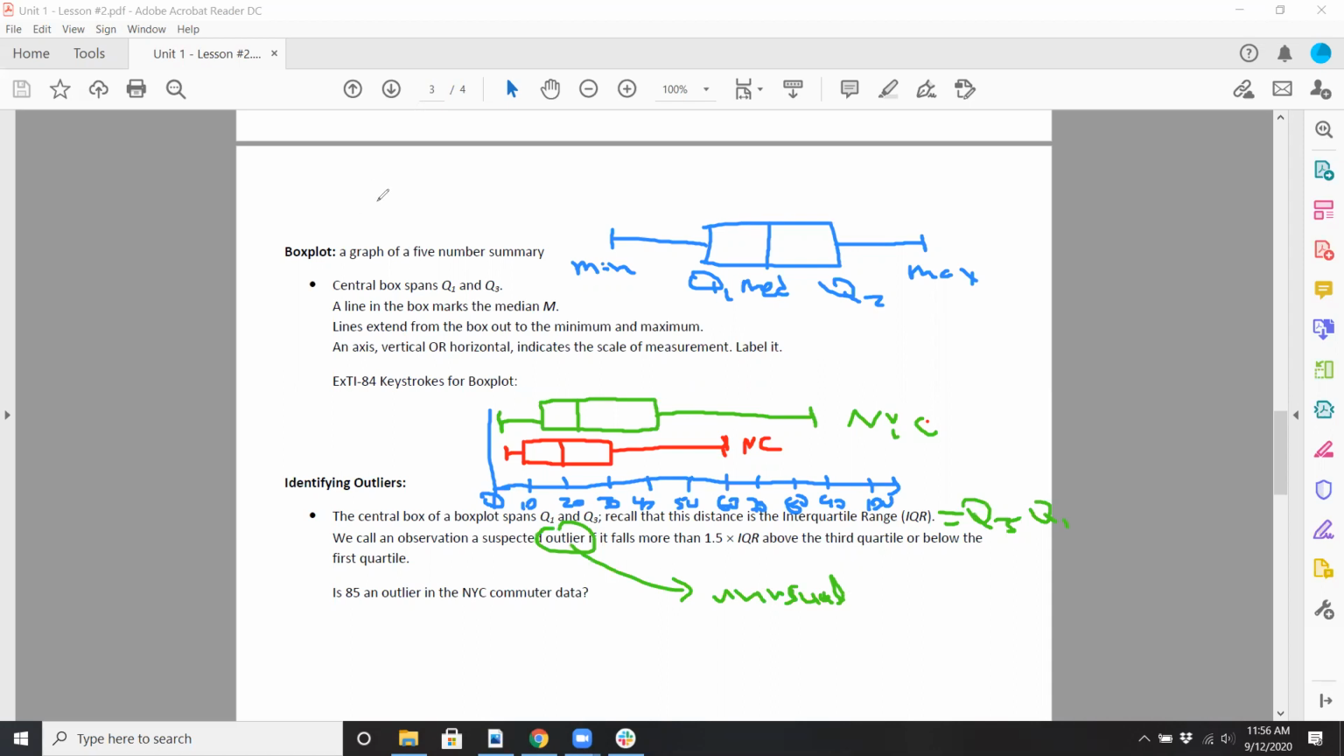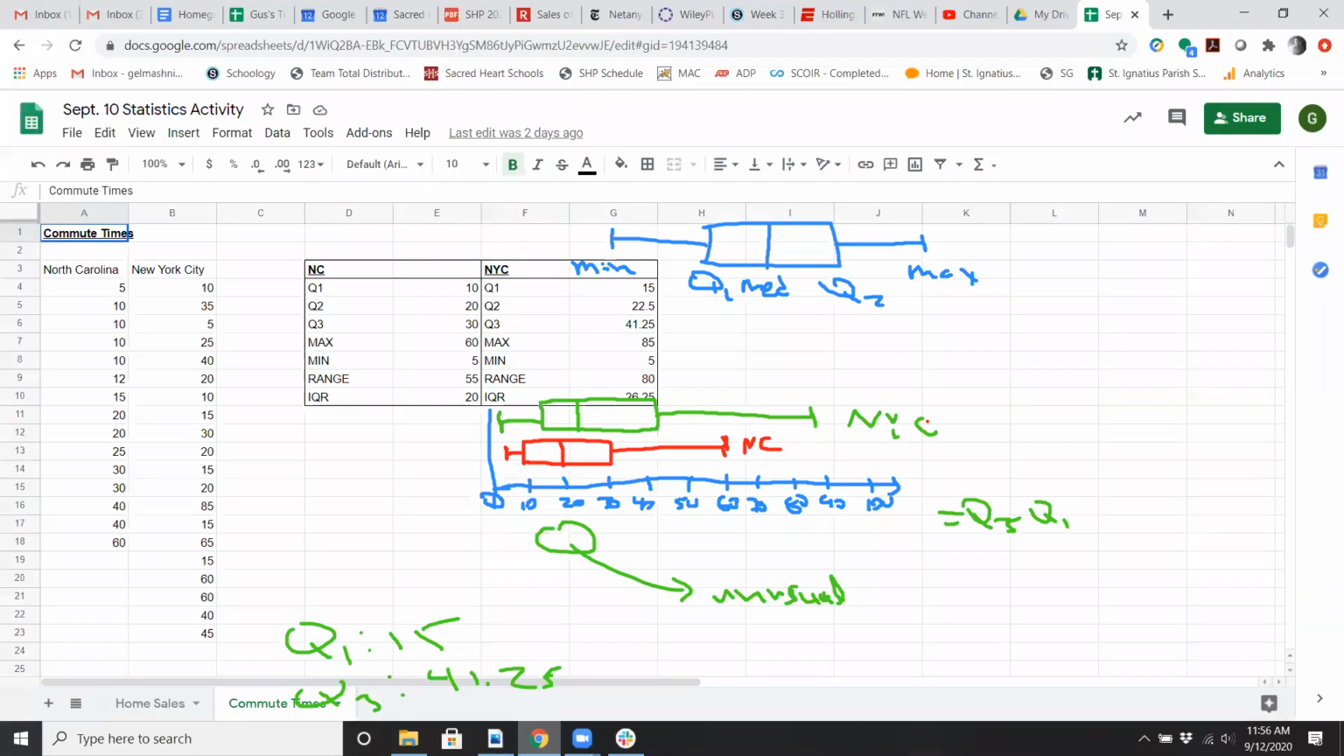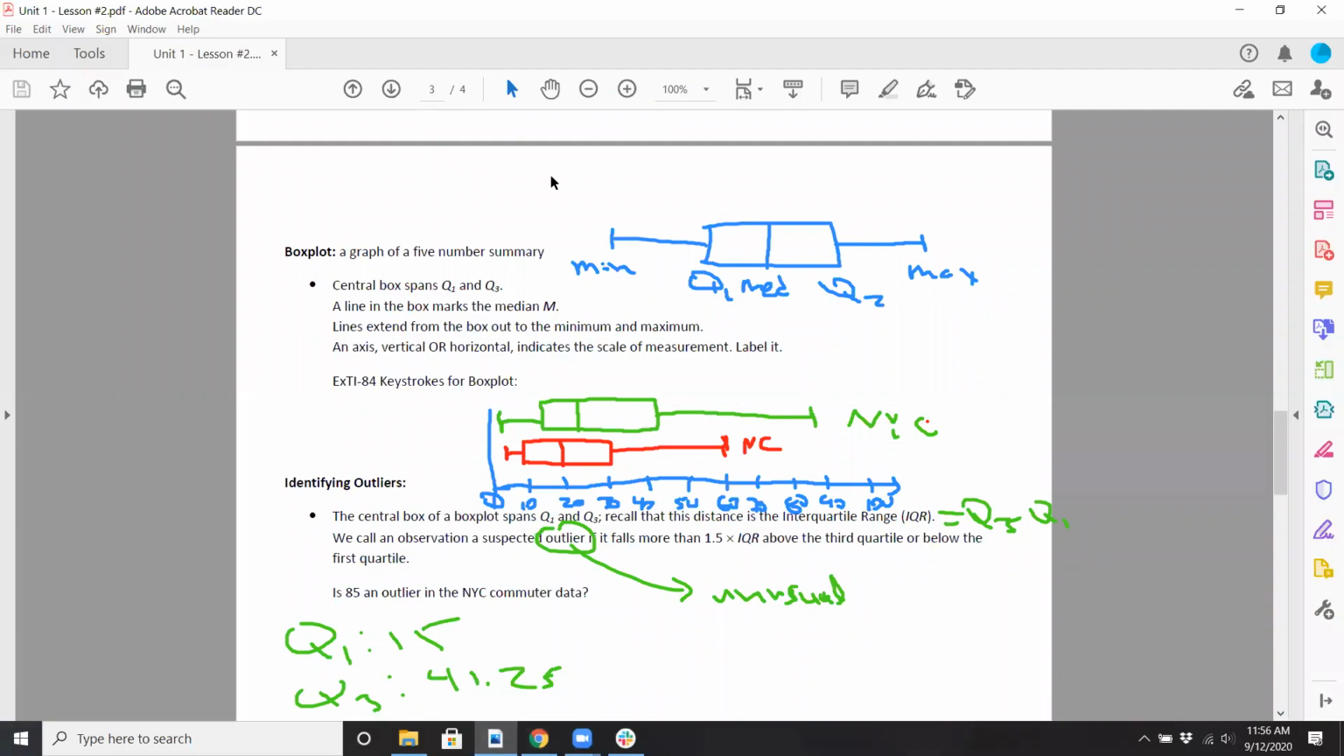So let's look at New York City. In New York City, Q1 was 15, and Q3 was 41.25. Actually, maybe it's 42.25. Hold on, my memory is not the greatest sometimes. Yeah, 41.25, I got it. Okay, great. So the IQR for New York City is going to be 41.25 minus 15. I'll use a calculator. I think I could do this in my head, but we'll use a calculator to be safe. It's 26.25.